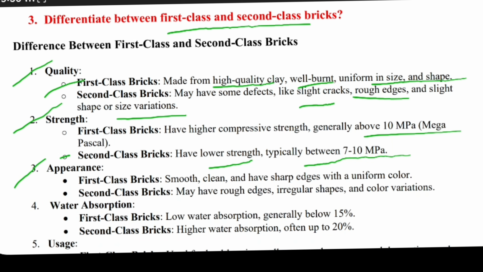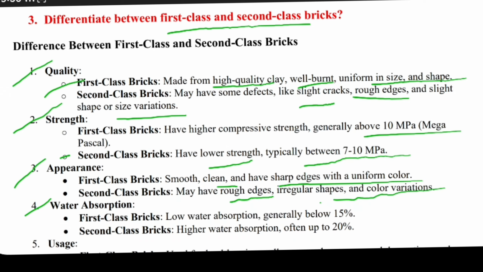Coming to appearance, first class brick has smooth, clean and very sharp edges with a uniform color. A second class brick has rough edges, not sharp edges, irregular shapes and color variation in appearance.